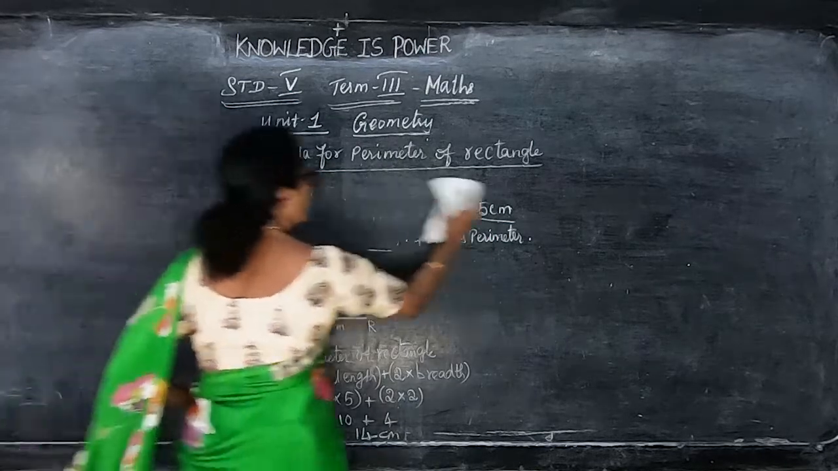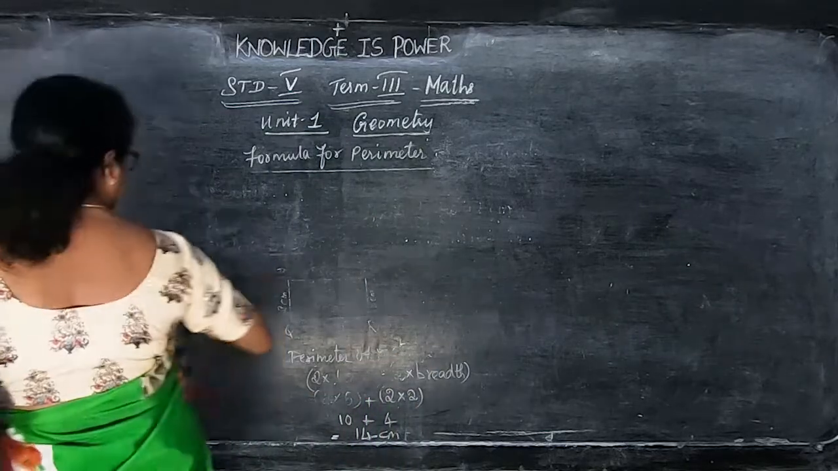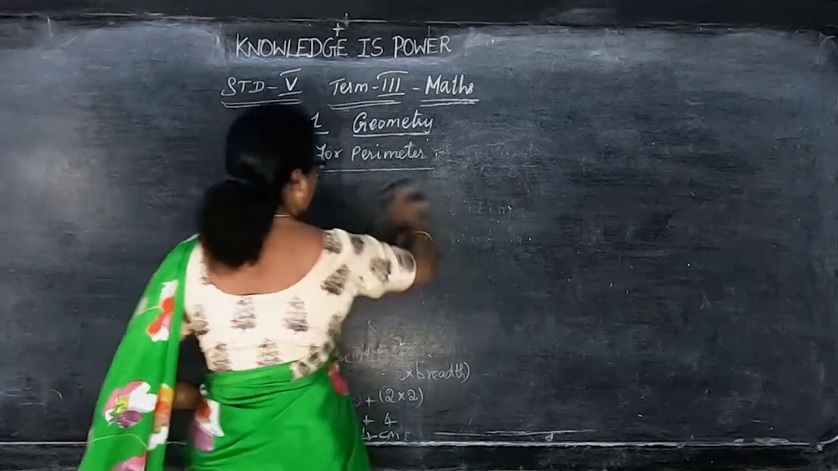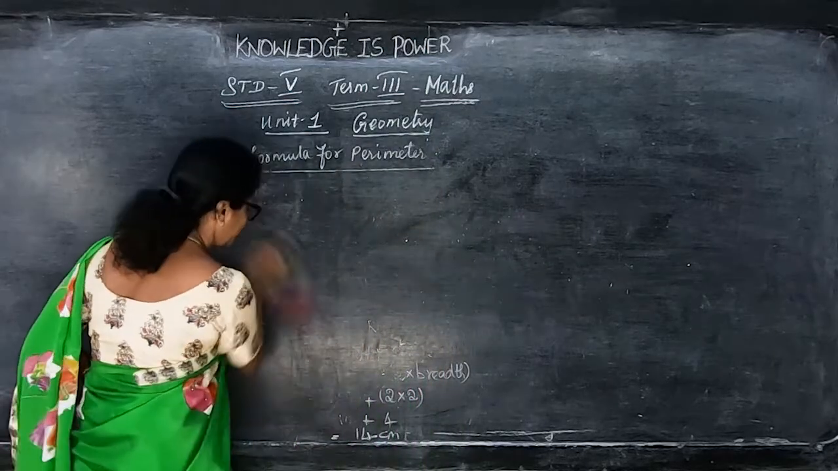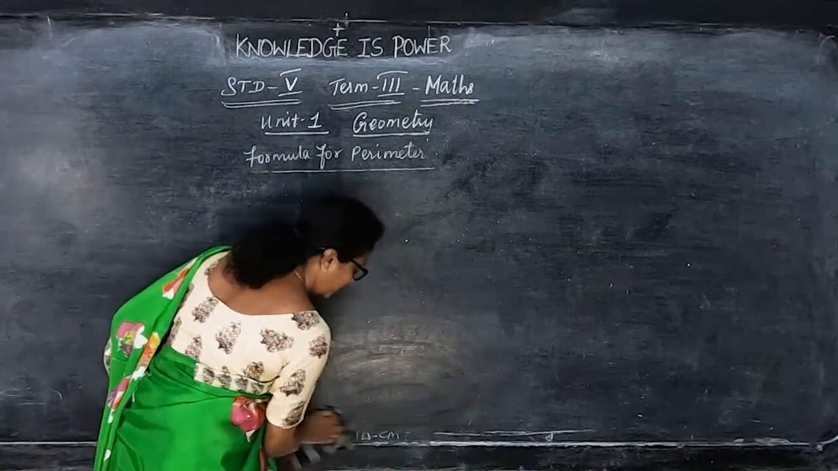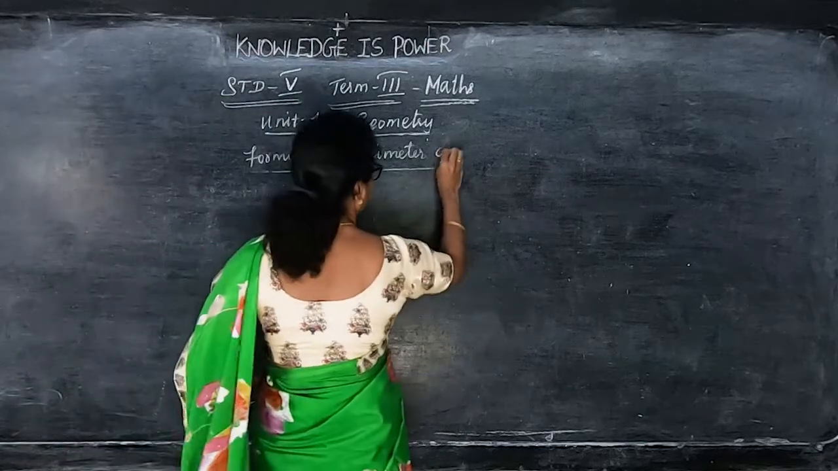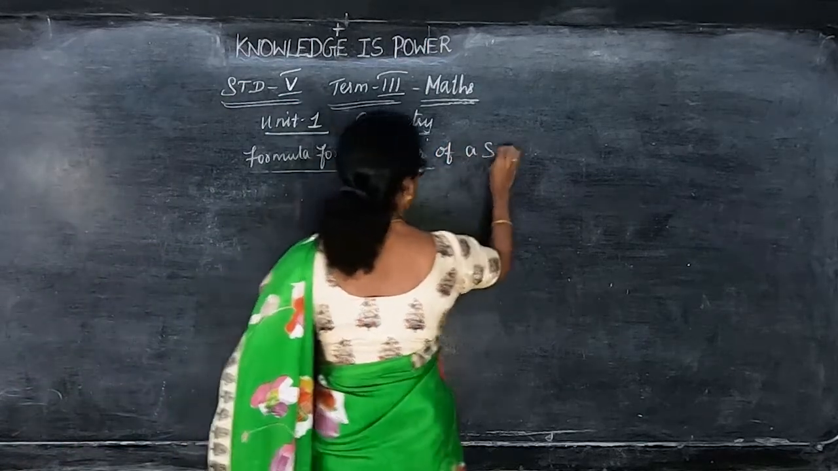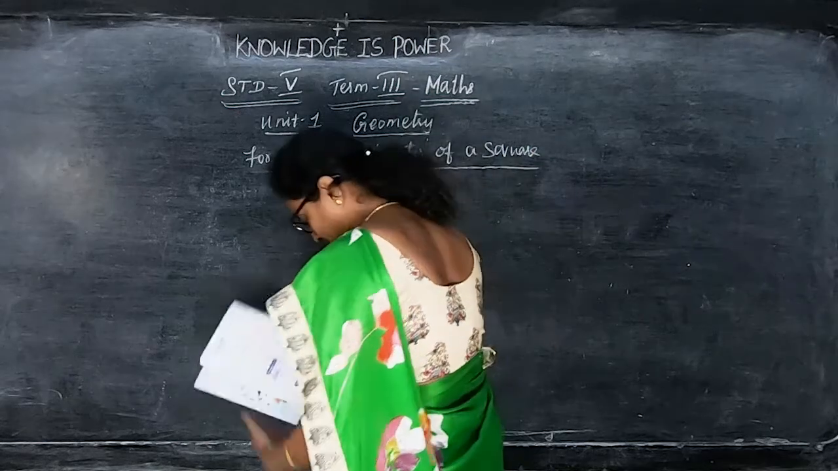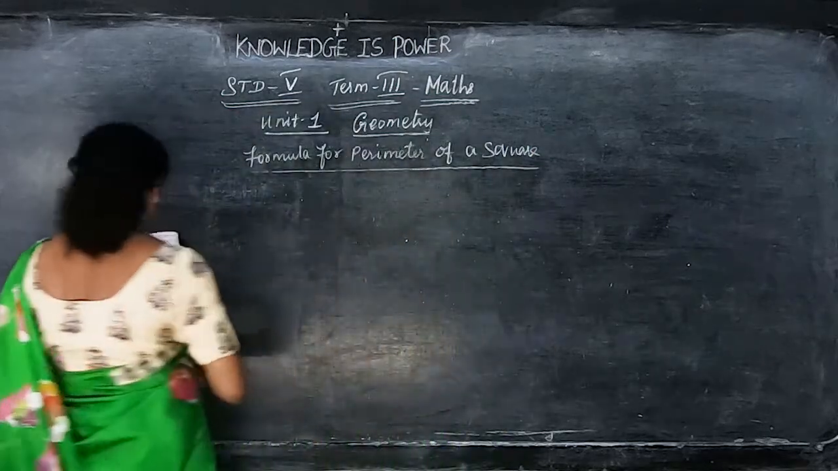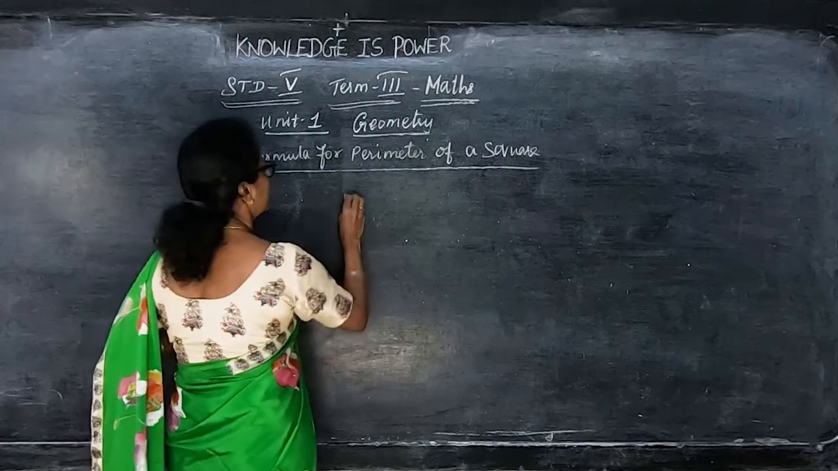So first we saw the rectangle. We have finished saying the perimeter of rectangle. Now we are going to see the perimeter formula for a square. So this is the square.